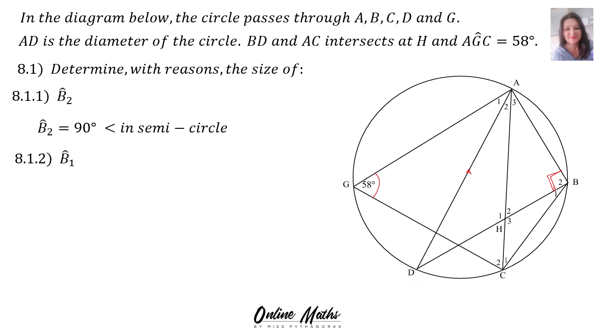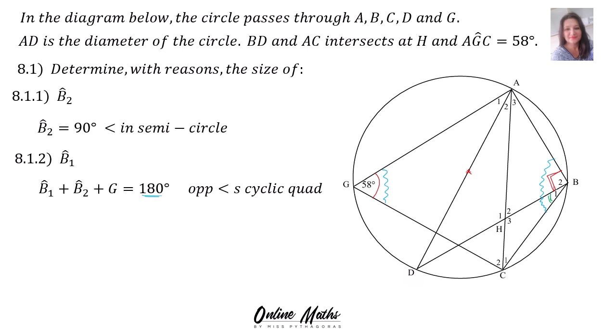Number 2, B1. So we are looking for this little angle over there. Now let's see. It is given that AGCB is a cyclic quadrilateral. And we have a theorem that says the opposite angles of a cyclic quadrilateral are supplementary. So in other words, they add up to 180 degrees. Opposite angles of a cyclic quad.